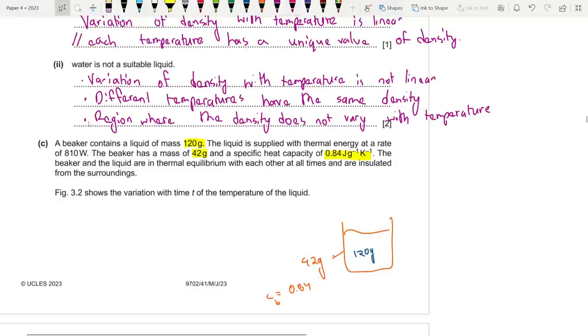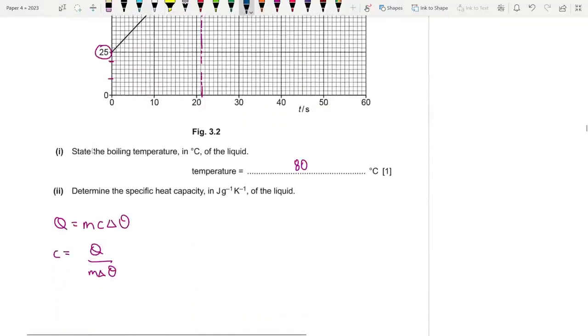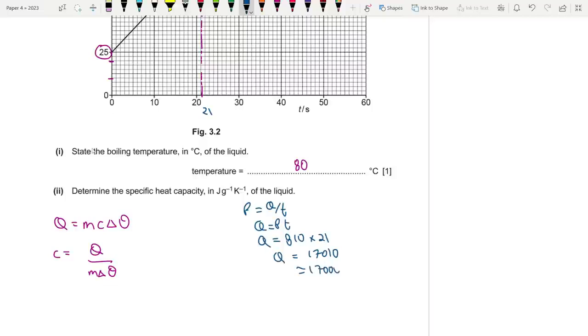And we are applying a wattage of 810. So using that, where's the formula of power? Power equals work done by time, or they used Q by time. So Q is equal to PT. We can find out the thermal energy supplied. It is 810 times 21 seconds. T is 21, I told you from the diagram. So we actually get Q is equal to 810 times 21, which is 17,010, or approximately 17,000 joules.